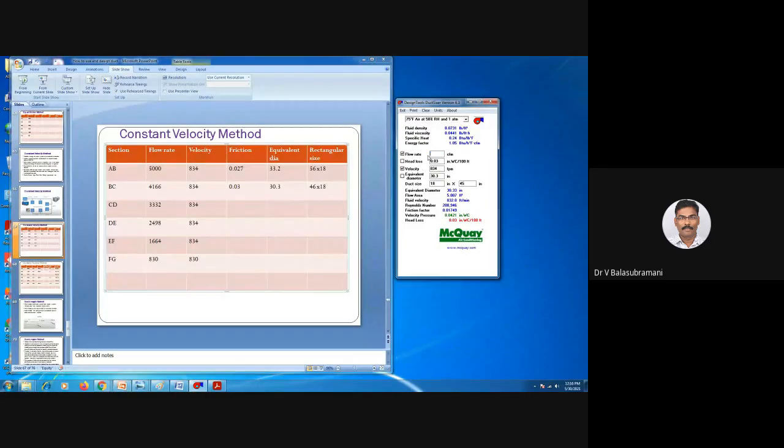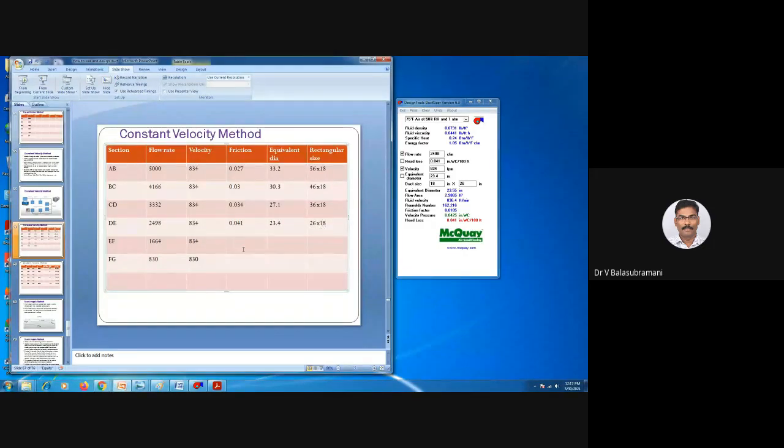The next one, 3332. The value is gradually increasing. This is very important. Equivalent diameter is gradually decreasing. And 36 cross 18. And then DE. What is DE? DE is 2498. For 2498, the pressure value is 0.041, equivalent diameter 23.4, and the rectangular size obviously 26 cross 18.